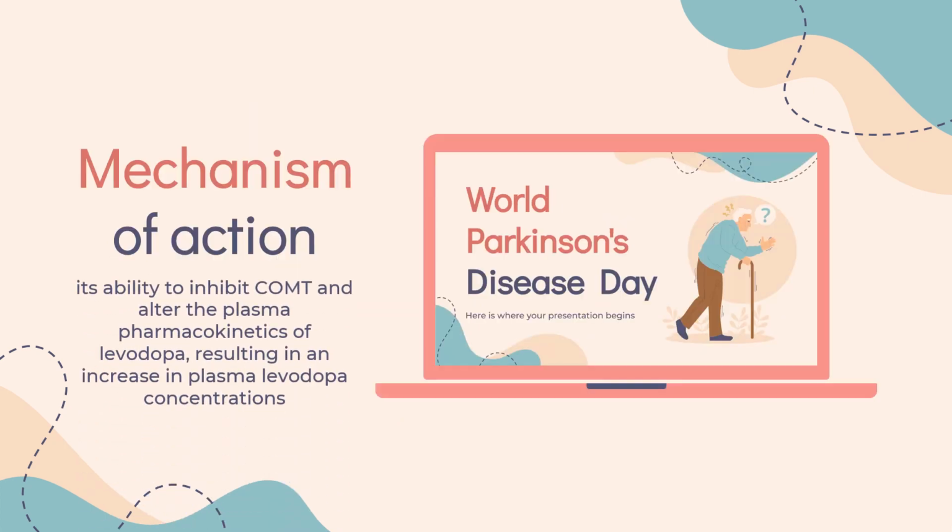Mechanism of action. The precise mechanism of action of Tolcapone is unknown, but it is believed to be related to its ability to inhibit COMT and alter the plasma pharmacokinetics of levodopa, resulting in an increase in plasma levodopa concentrations. The inhibition of COMT also causes a reduction in circulating 3-OMD as a result of decreased peripheral metabolism of levodopa.